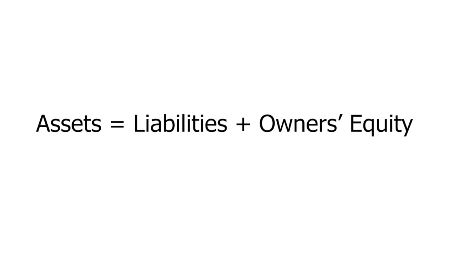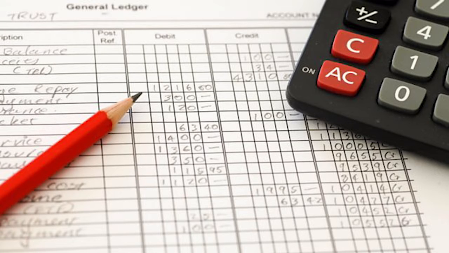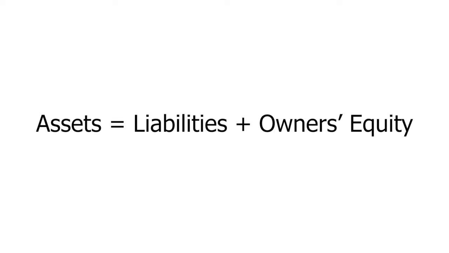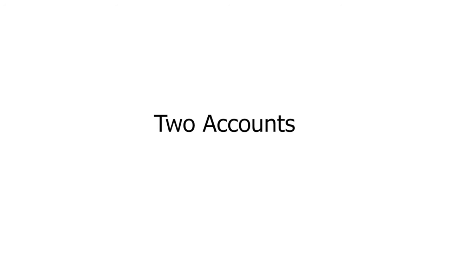This is actually fairly intuitive when you think back to the accounting equation: assets equal liabilities plus owner's equity. If each transaction resulted in only one entry, the equation would no longer balance. That's why with each transaction, entries will be recorded to two accounts. Let me give you an example.